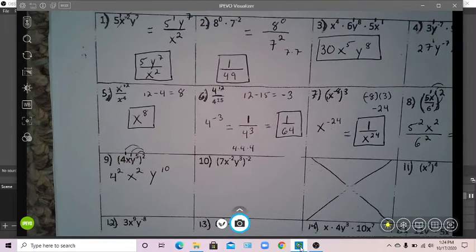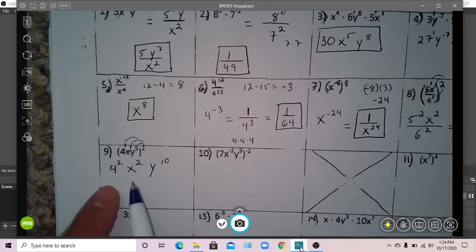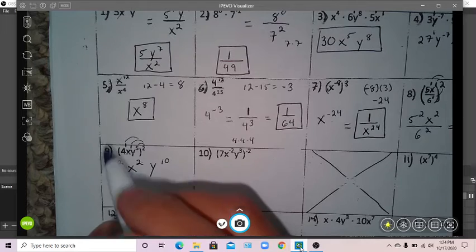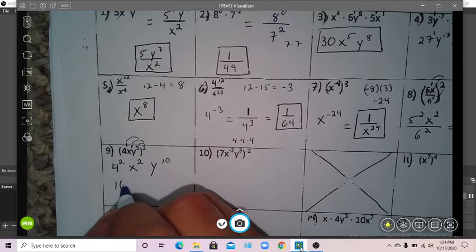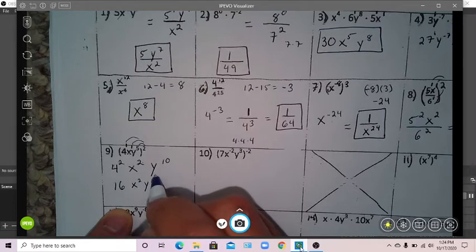Now I just have to simplify this coefficient. This is 4 squared. 4 squared is 16. And then x squared, y to the 10th.